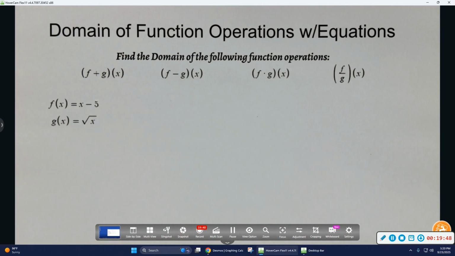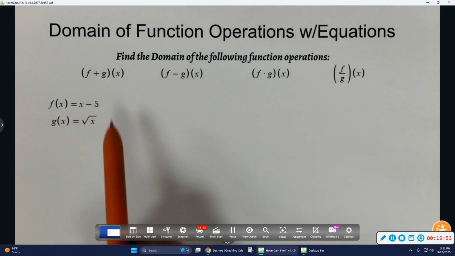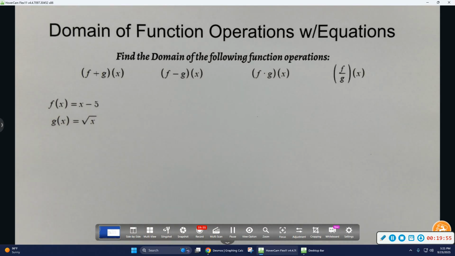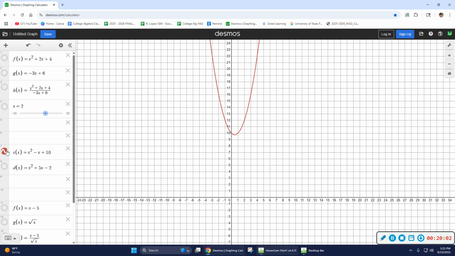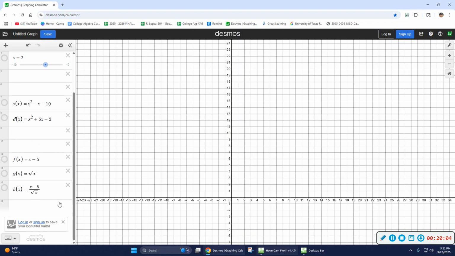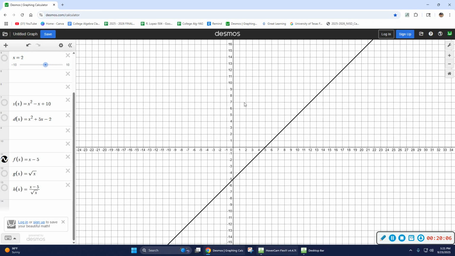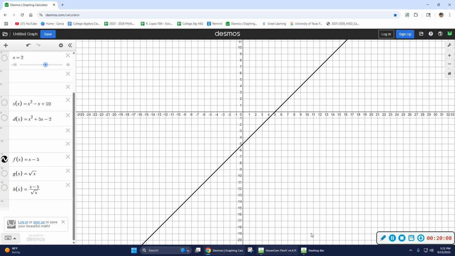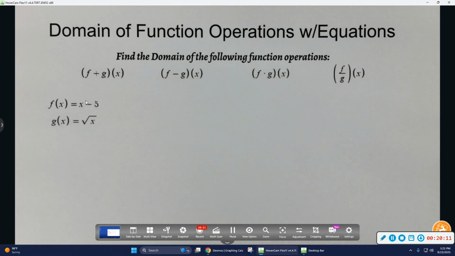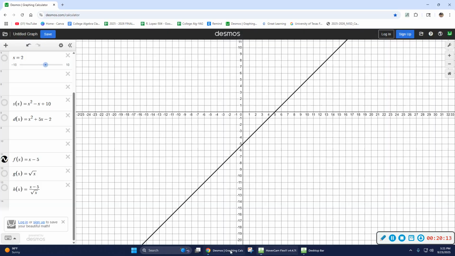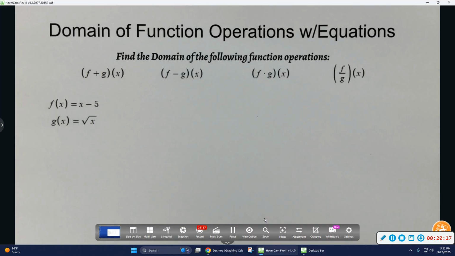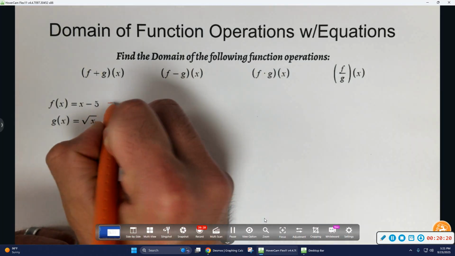So here I have two functions. I want to know where these two exist, so I'm going to graph them. I'm going to graph the first function, x minus 5. X minus 5 looks like this, from negative infinity to positive infinity. That's the domain.